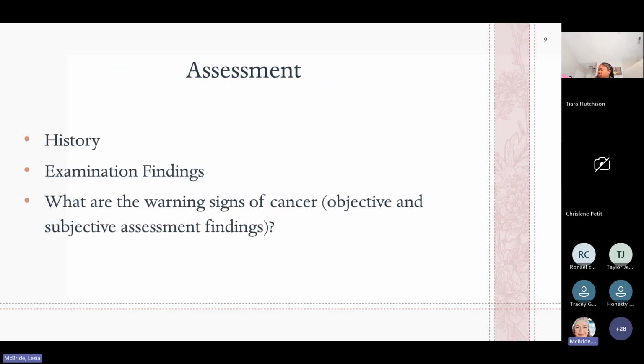Okay, history of assessment. So we're going to take our history from our patient. What were the symptoms that they came with as far as their cancer was concerned? What did they note first? Were they having headaches, if they had a brain tumor? If they were having issues with their GI system, did they have blood in their stool? Did they have, when they urinated, blood in the urine, if they had bladder cancer?